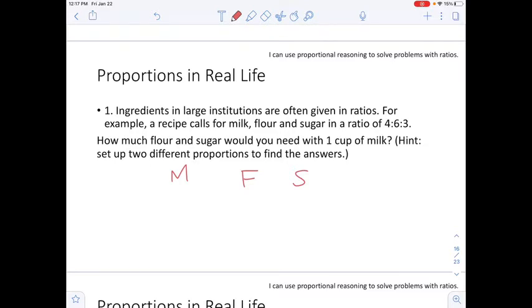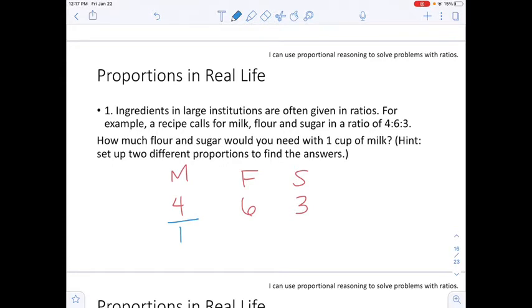So then I know the ratio is 4:6:3. It goes in the exact same order as the ingredients given. So 4, 6, and 3. We know that there is 1 cup of milk. So I'm going to put a 1 under the 4.